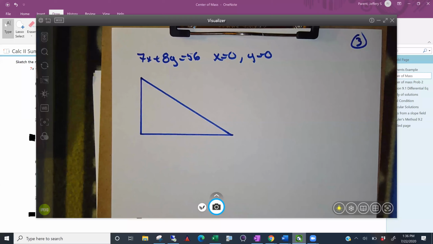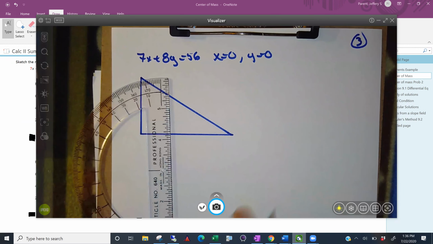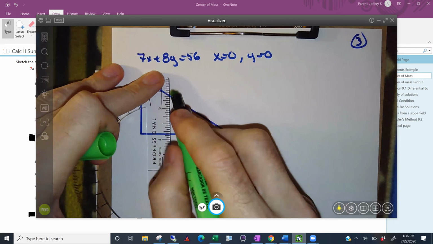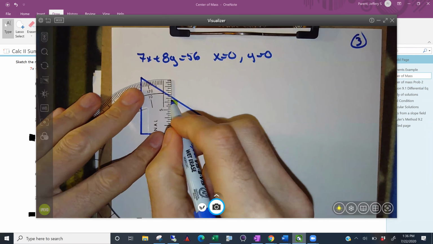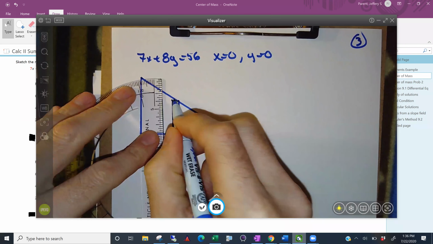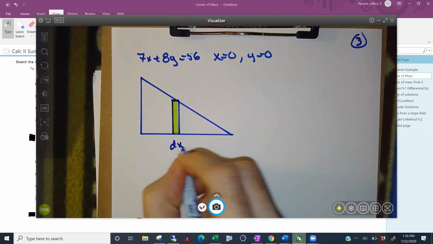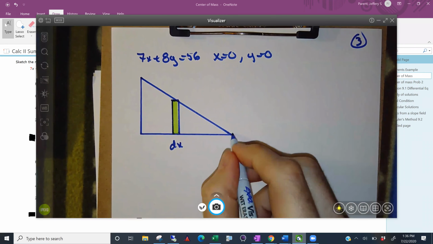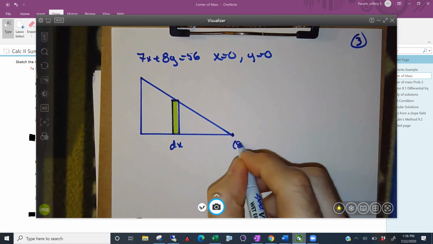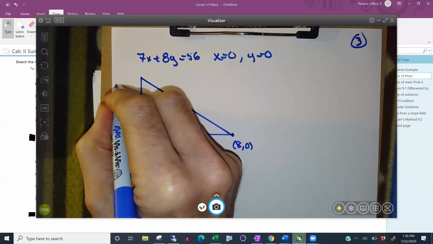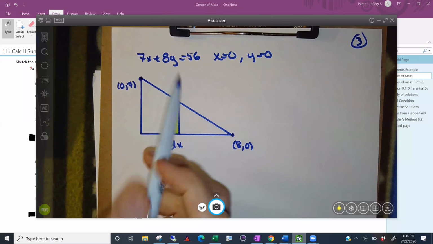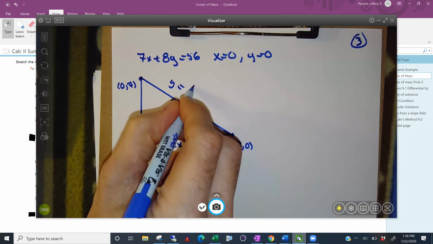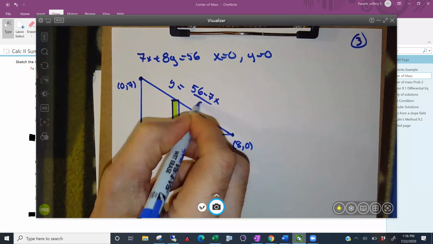All right. So let's go back here and draw ourselves a little graph. There. So we've got a little dx slice here. And let's label some points here. This would be 8 and 0. And this would be 0 and 7. Right there. And if you solve this equation for y, you'd end up with y equals 56 minus 7x, divided by 8.